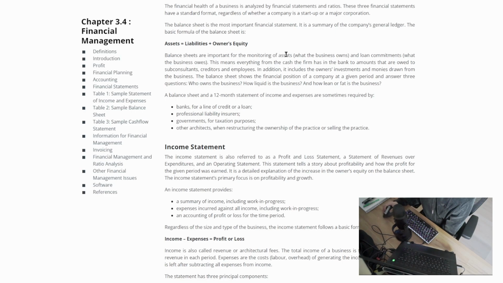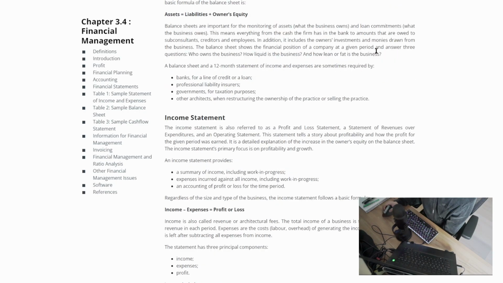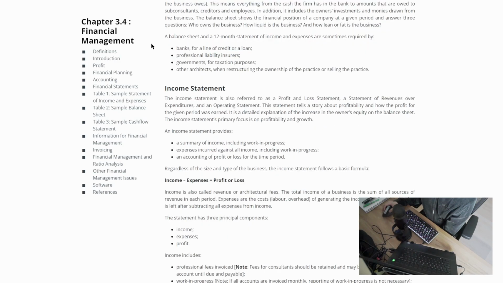Balance sheets are important for the monitoring of assets, what the business owns, and loan commitments, what the business owes. This means everything from the cash the firm has in the bank to amounts that are owed to subconsultants, creditors, and employees. In addition, it includes the owner's investments and monies drawn from the business. The balance sheet shows the financial position of a company at a given period and answers three questions: who owns the business, how liquid is the business, how lean or fat is the business.